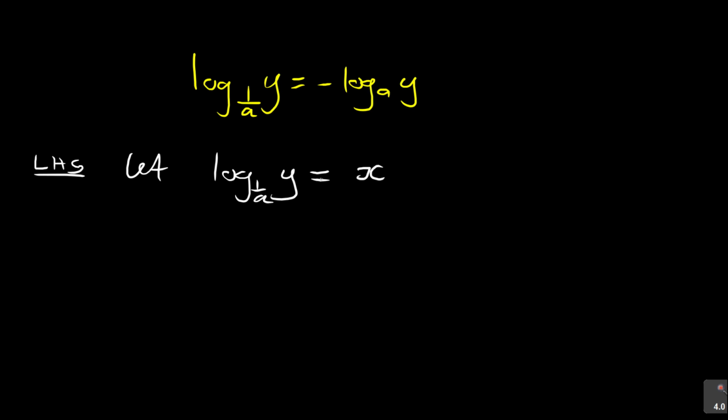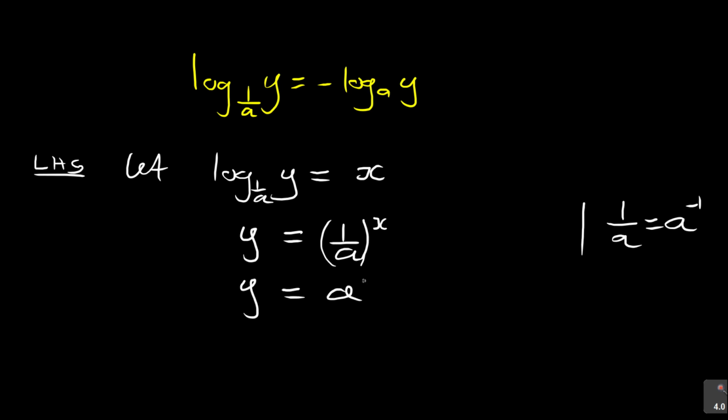Now how do you simplify this if it's x? If you remember how you change from logs to exponents, y is equal to 1 over a to the exponent x. That's how you convert from logs to exponents. Remember 1 over a is simply a to the power negative 1. So y is equal to a to the power negative 1 multiplied by x, which is y equal to a to the power negative x, because 1 times x is negative x.